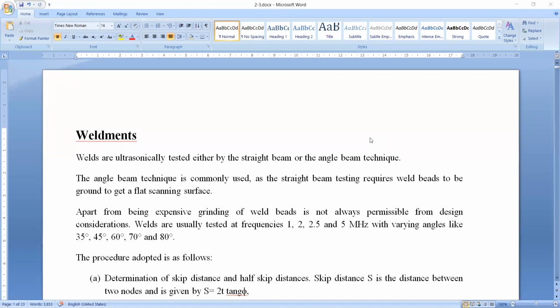Sir, in this unit, three more concepts we have. One is calibration. Second one is prediction interpretation, and the guidelines for rejection and acceptance of the objects. And the last one, limitations and effectiveness of the ultrasonic testing. These three topics are left in this unit.